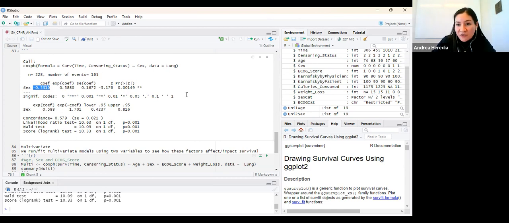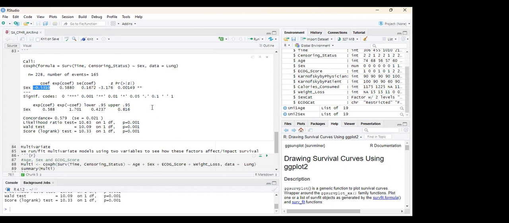Let me know if you want me to repeat anything right now, or if you have any questions. Hi, Ramel. Yes, go ahead. Yeah, I have a question. This question might be basic. We know a hazard ratio is the estimate we get from Cox regression. So my question is, what does it represent? Like, what does a hazard ratio mean? What is the definition of a hazard ratio?